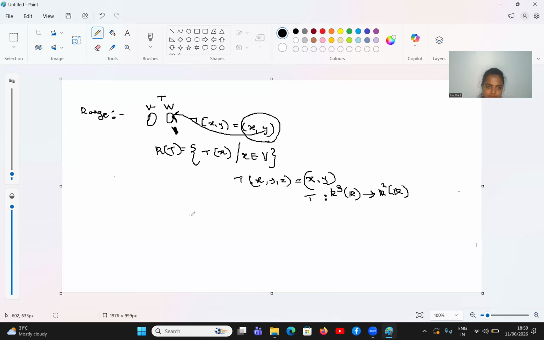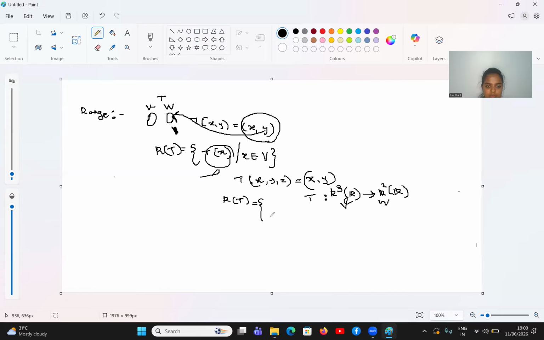What is the range space? What is the definition of range space? In the slide above, it is the set of all T of x such that x belongs to V. So here we are going to find the range space of T, the set of T of x, x belongs to V. So what is V here? R3 is V, and W is R2.